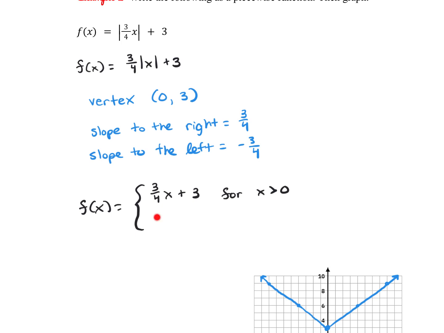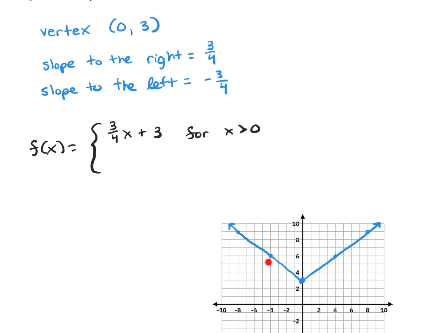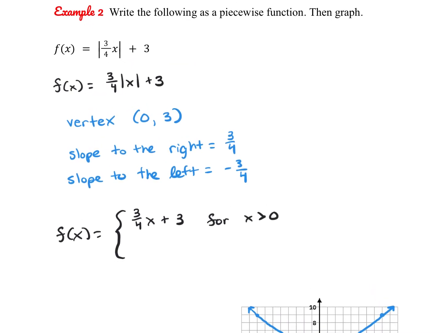But then we need to figure out the equation to the left. So we already know, we can look at our graph and we can make the equation. We know that the slope is -3/4, and we know that it has a y-intercept at 0, 3. But we're not always able to see that y-intercept so nicely.